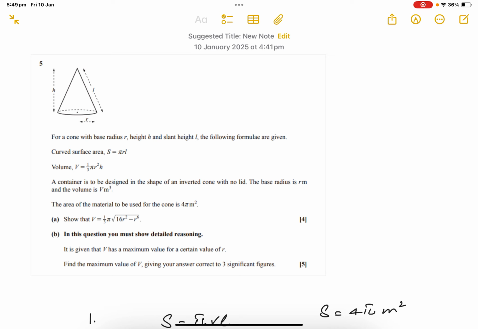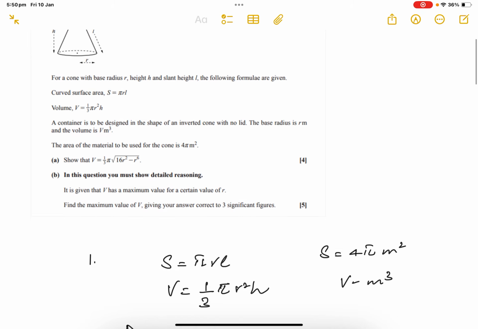The area of the material to be used for the cone is 4 pi meter squared. So the area of the curved material is given as 4 pi. Show that V equals 1/3 pi square root of 16 r squared minus r to the power 6.